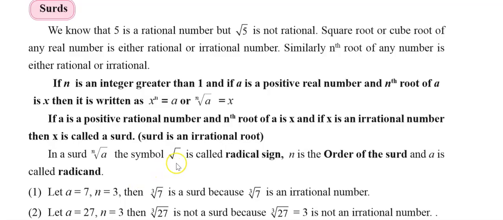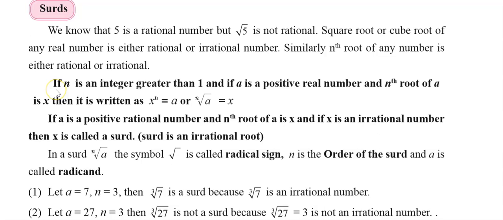Hello students, today we'll start a new topic, that is surds. We know that 5 is a rational number but root of 5 is not rational. The square root or the cube root of any real number is either rational or irrational. Similarly, the nth root of any number is either rational or irrational.